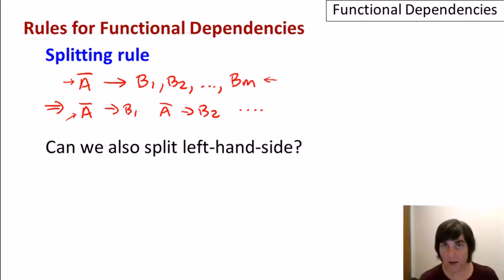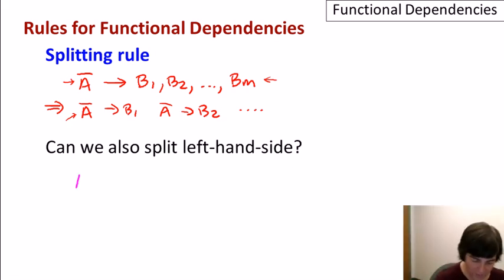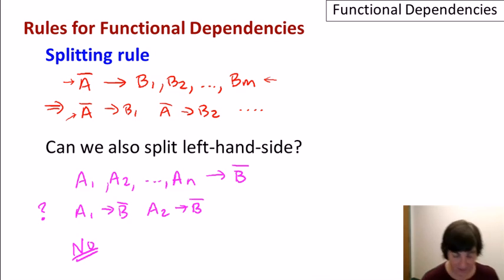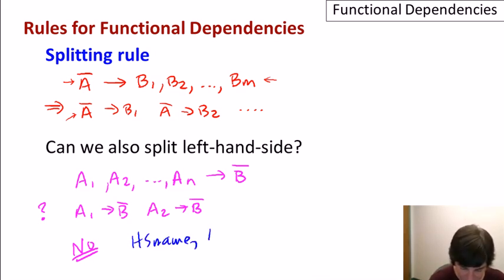And if you think about it, this is pretty obvious. If we say that when the A values are the same, all of the B values have to be the same, then certainly when the A values are the same, the B values have to be the same independently. Now you might wonder if the splitting rule also goes the other way. So let's say we have, I'll write out the attributes explicitly, A1 through AN determines B. Then is it the case that A1 determines B and A2 determines B on its own and so on? Well, the answer to that is no.